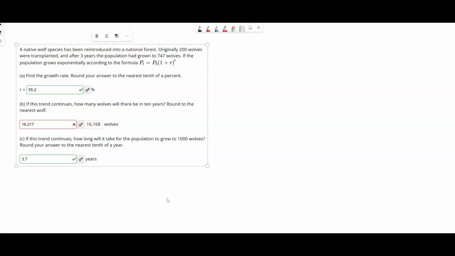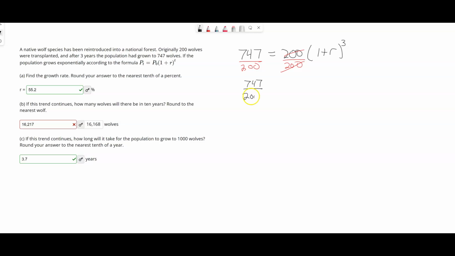So P sub t, the final value, that is 747, equals P sub 0, the initial, 200, times 1 plus r. We don't know the growth rate, but we do know this growth happens over 3 years. So we can solve for r. We divide by the 200. We have 747 over 200 equals 1 plus r cubed.